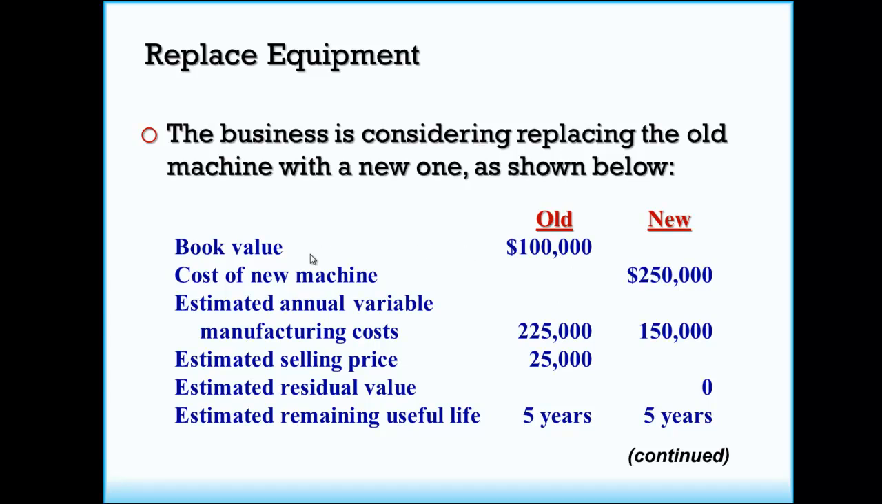The estimated annual variable manufacturing cost is going to be $225,000. The estimated selling price is $25,000, and the estimated remaining useful life is 5 years. Alternatively, we could purchase a new machine for $250,000. The annual variable costs are going to be $150,000, and it will last for 5 years.